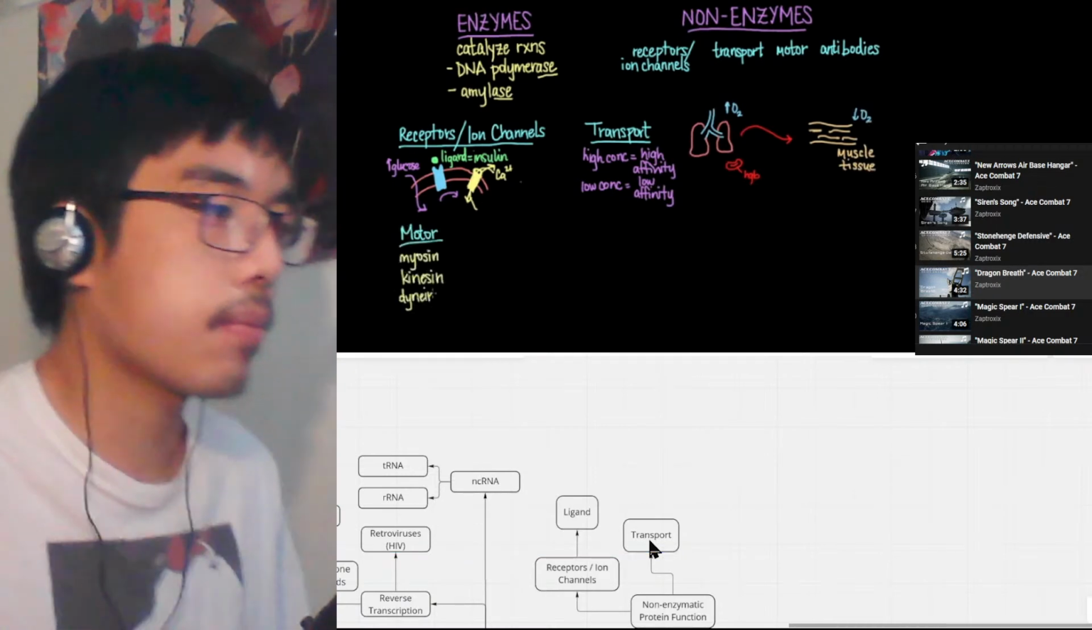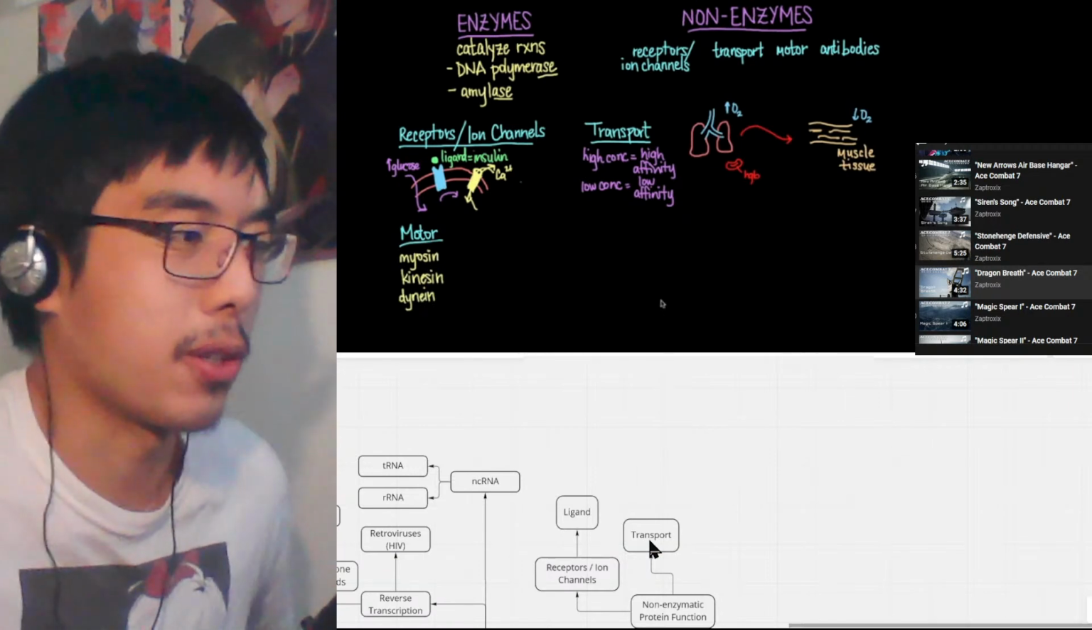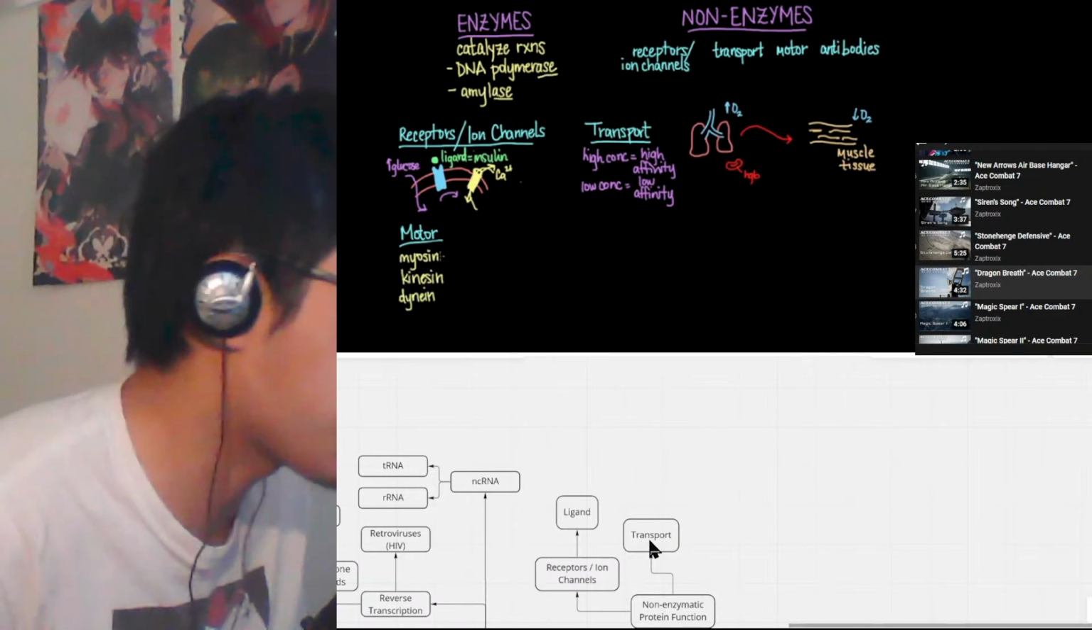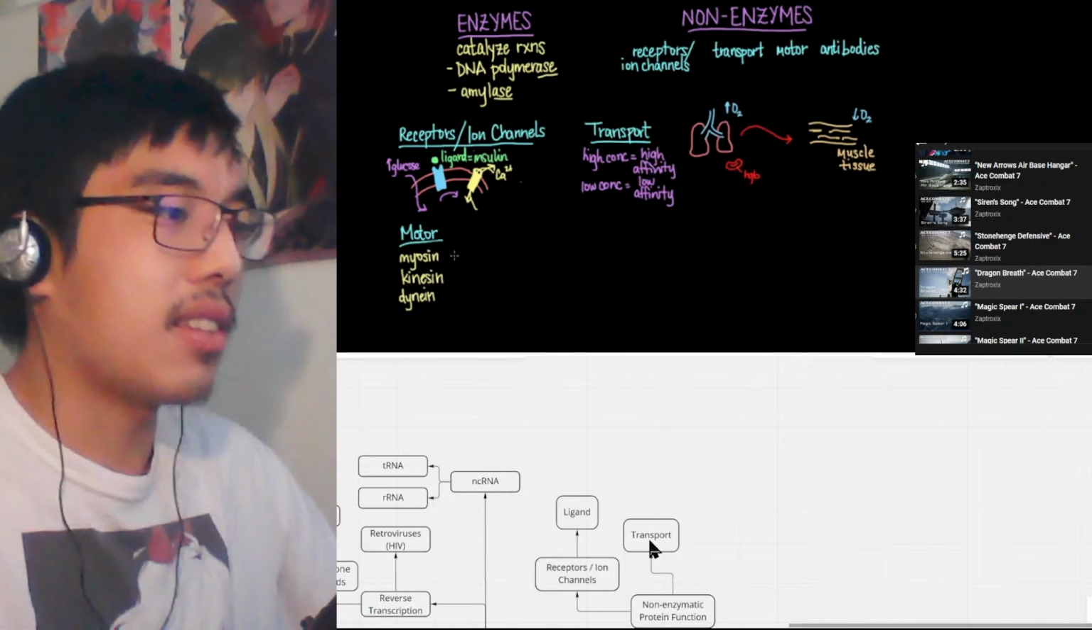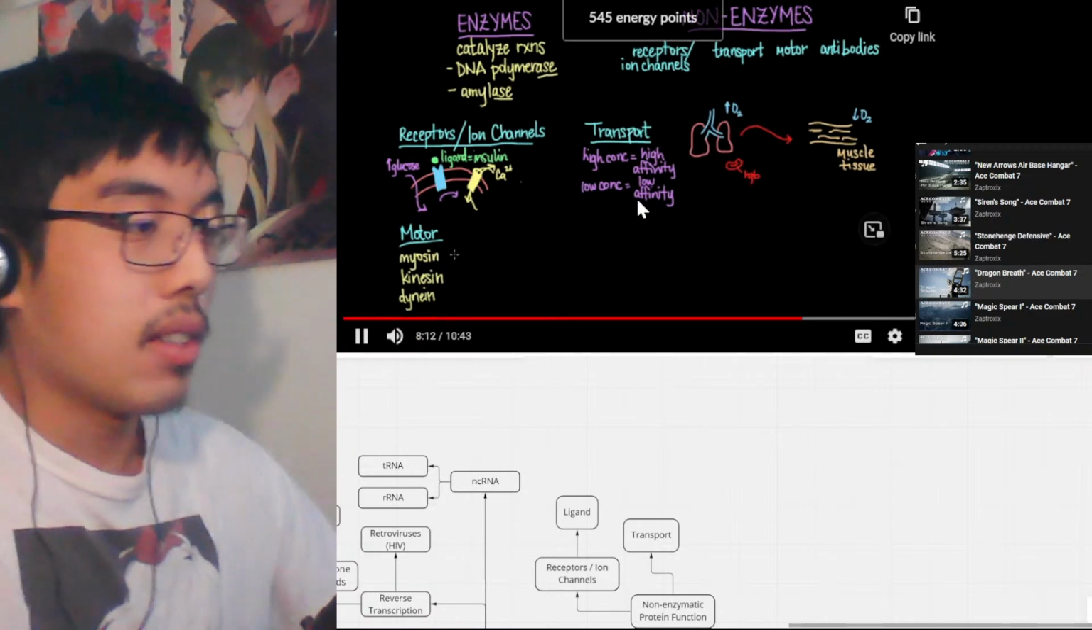which include myosin, kinesin, and dynein. Oh, motor proteins are fun, though. I love these proteins. They're really crucial for cellular functioning, myosin and kinesin and dynein. Myosin specifically is a protein responsible for generating force exerted by contracting muscles.